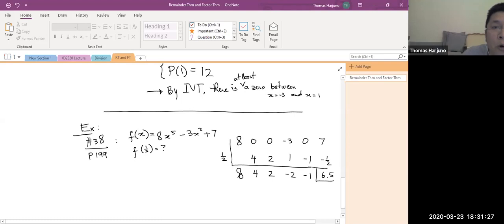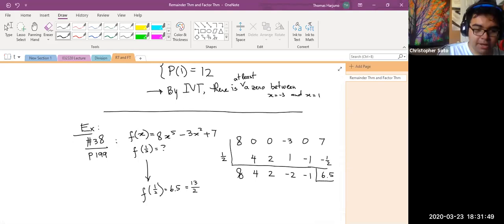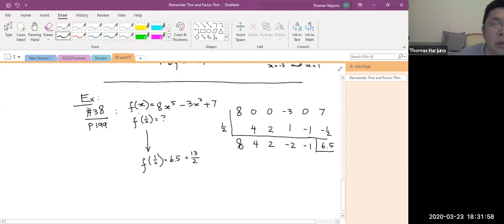Am I okay? Now, suppose that's correct, then we come back here, we get f(1/2) equals 6.5. Or in case you leave it in fraction, you get 13/2. Is it okay? Yeah, that's okay. Then let's continue. So that's the remainder theorem. Basically, if you want to find P(-3) earlier or P(1/2) just now, you can do synthetic division and whatever the remainder is will be the value of that polynomial at, in this case, x equals 1/2.